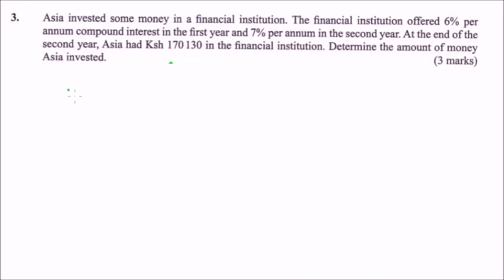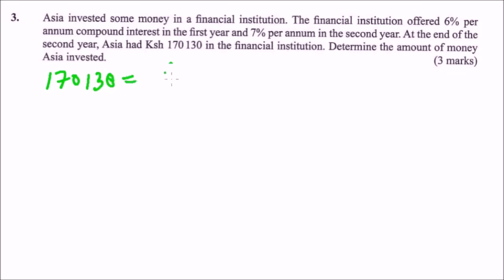So this is Mathematics Paper 2 2018, question number 3, and it says, Asia invested some money in a financial institution. The financial institution offered 6% per annum compound interest the first year and 7% per annum in the second year. At the end of the second year, Asia had 170,130 in the financial institution. Determine the amount of money Asia invested. So here we start by saying the 170,130 is the money he got at the end of the second year.